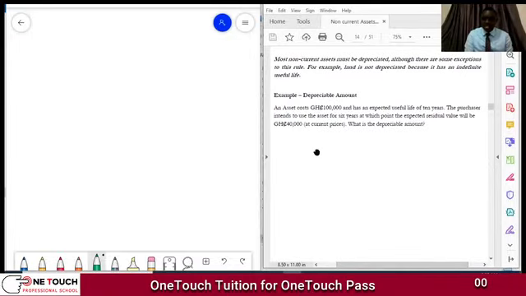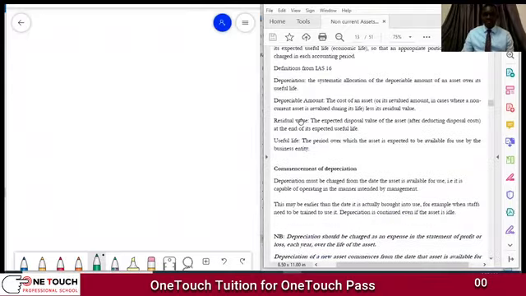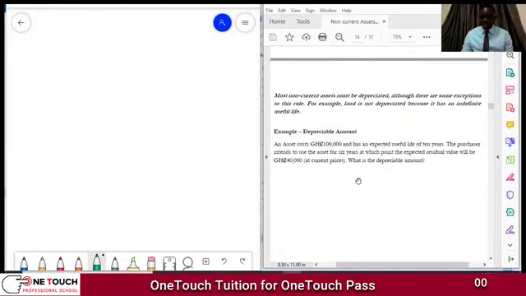An asset costs 100,000 and has an expected useful life of 10 years. The purchaser intends to use the asset for 6 years, at which point the expected residual value will be 40,000. What is the depreciable amount? We know that the depreciable amount of an asset is the cost of the asset, or its revalued amount in the case where a non-current asset is revalued during its life, less its residual value. So in this question, do we have the cost or the revalued amount? We have the cost. And again, we have been given the residual value.